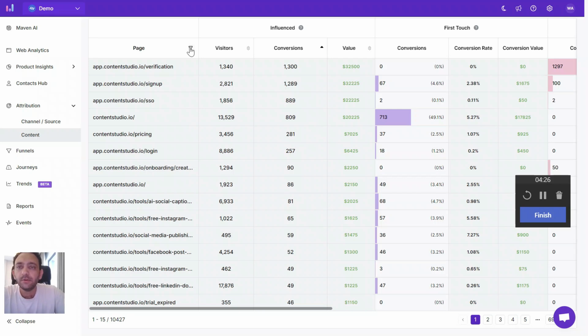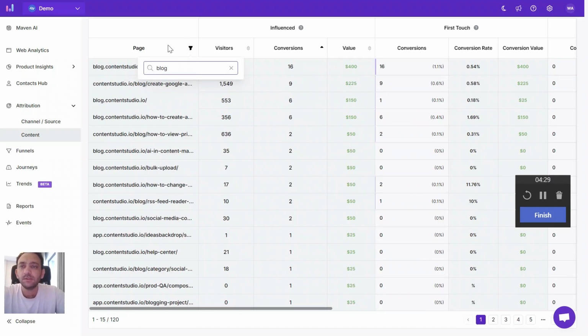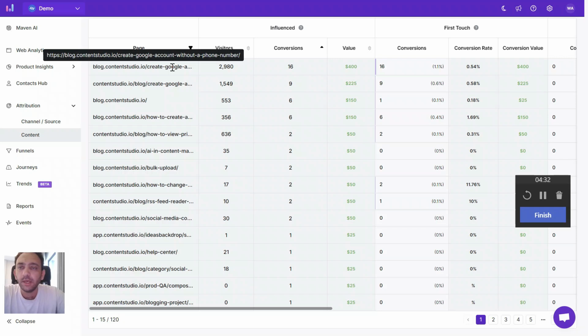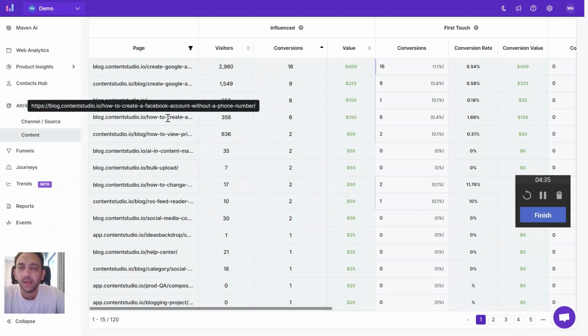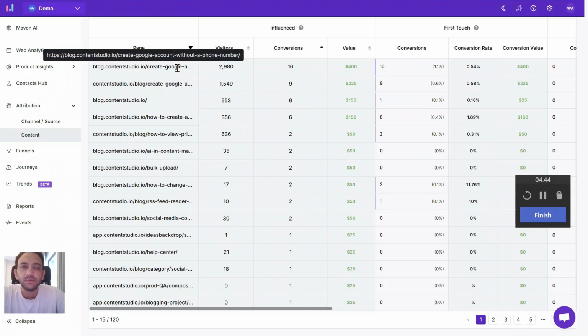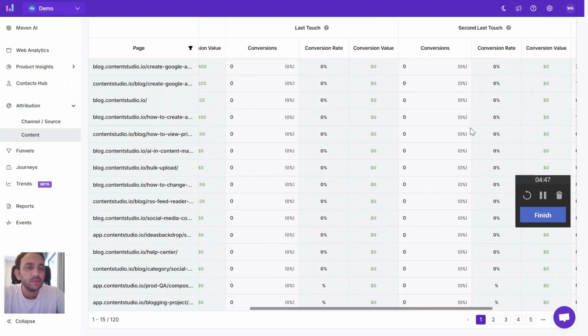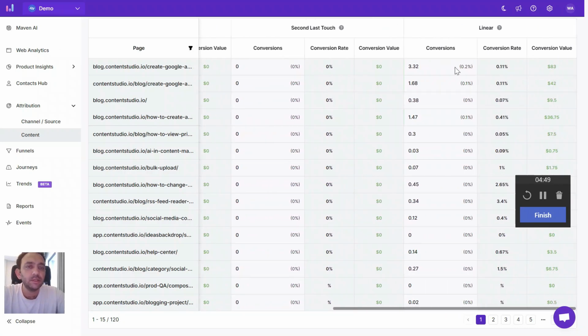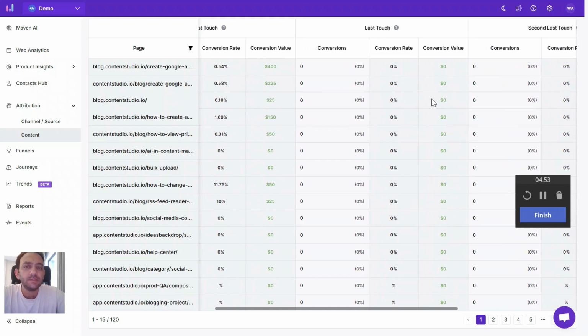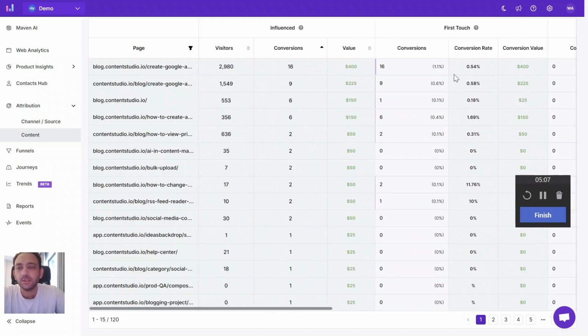If, for example, we want to look at the blogs, then we can simply search for blog, and we can see which blog posts people have visited before conversion. Here we can see 16 out of 16 conversions have seen this blog post as their first touch. We have different kinds of attribution models here, like linear, and you might see some zeros for last touch, because these can't be the last touches. The last touch is obviously the sign up page or maybe the page before that. So in this case, first touch is pretty important for us.